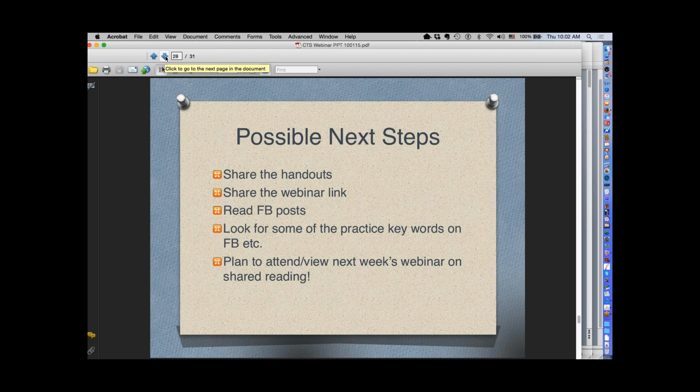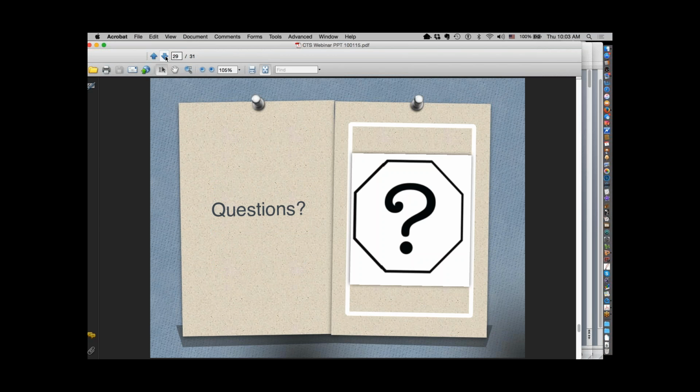And we'll post a few fun things like we did last week of just some quick ideas of how to use the words like memes that are shared on Facebook, and plan to join us next week when Carolyn talks about shared reading, so how to really take these words that we're using into the reading experience with our kids.